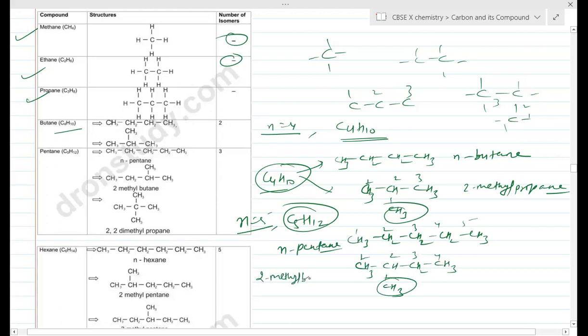2-methyl butane. Because longest chain is what? 4. That's why it is butane. This is also called as what? Isopentane. Isopentane. The rule is there. If the second carbon contains methyl group, this is called as iso. Okay, and count the total carbon. Total carbon is what? 5. So this is what? Isopentane.